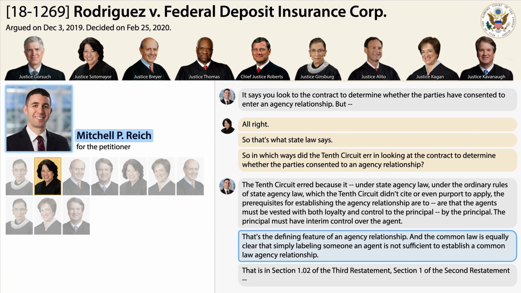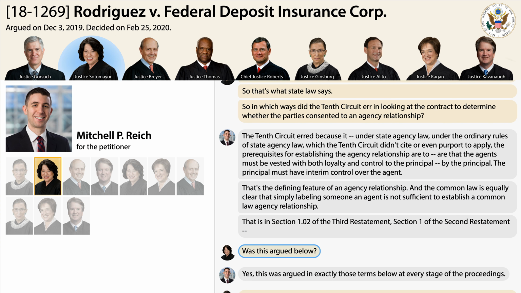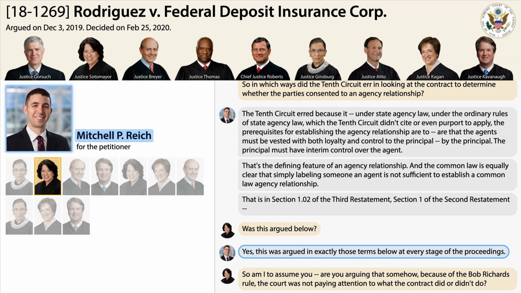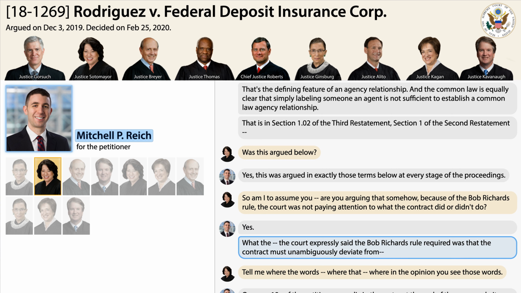And the common law is equally clear that simply labeling someone an agent is not sufficient to establish a common law agency relationship. That is in Section 1.02 of the Third Restatement, Section 1 of the Second Restatement. Was this argued below? Yes, this was argued in exactly those terms below at every stage of the proceeding. So am I to assume you are arguing that, because of the Bob Richards rule, the court was not paying attention to what the contract did or didn't do? Yes. What the court expressly said the Bob Richards rule required was that the contract must unambiguously deviate.